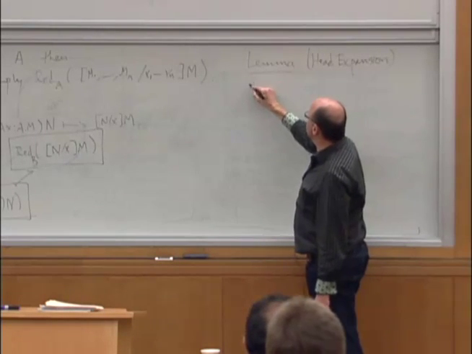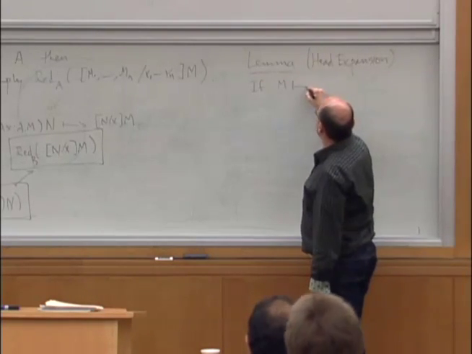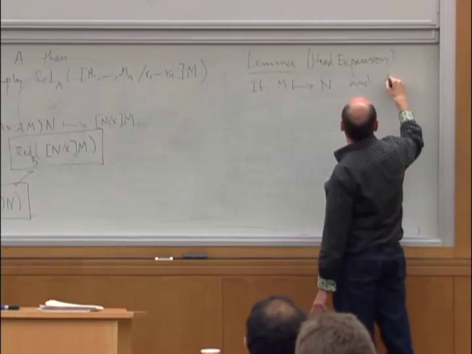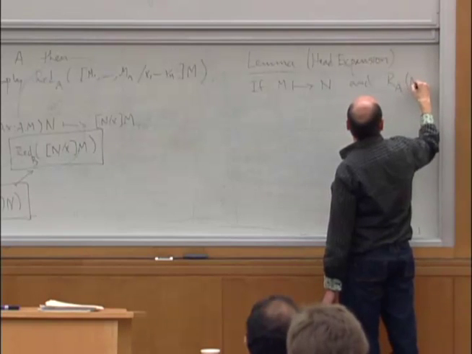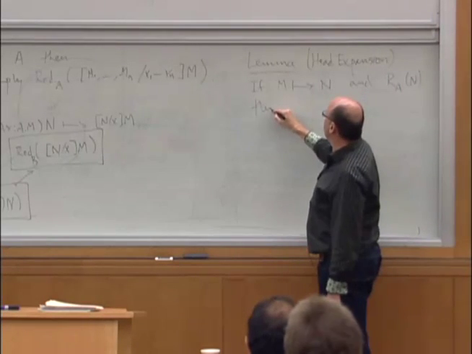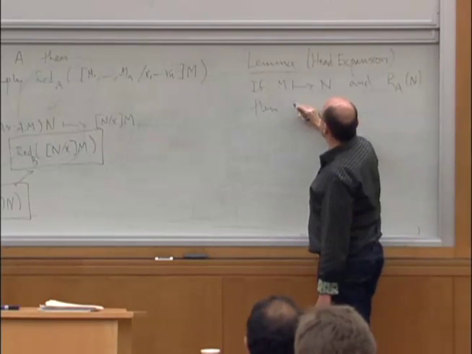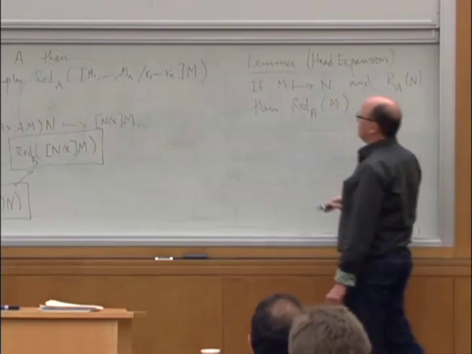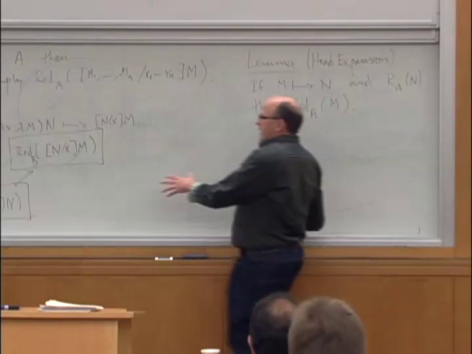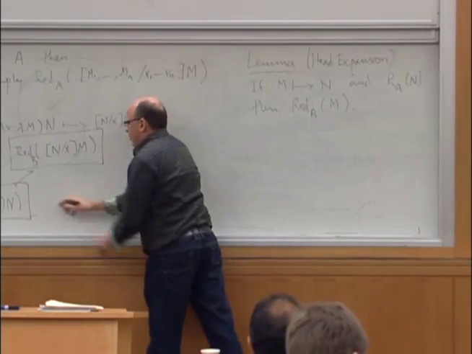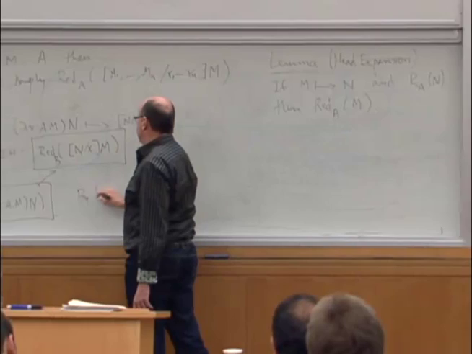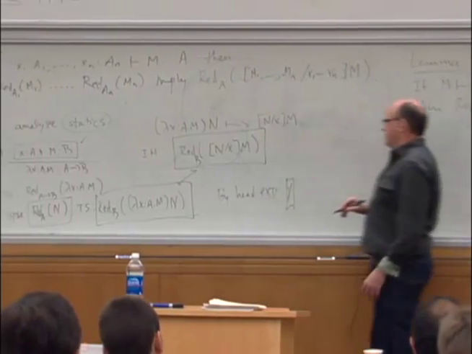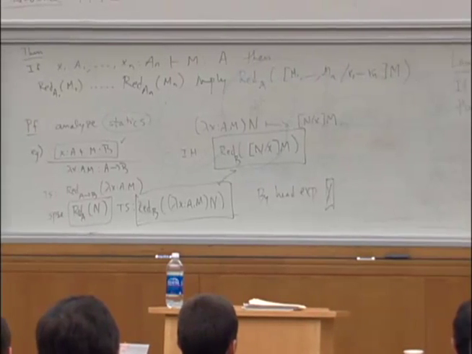Well, here's why. So what you do is you say, if M takes a step to N, and N is reducible at some type A, this is for every A, then M is reducible at the same type. Clearly, that lemma suffices for this step. So the result follows by head expansion. And then we're done with that particular case. But I need to prove head expansion.